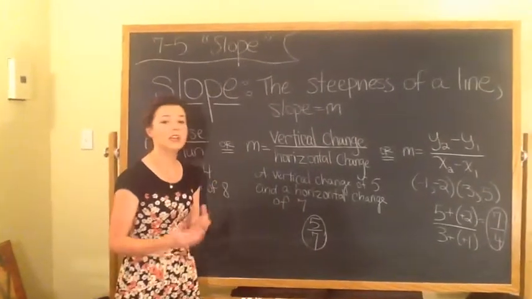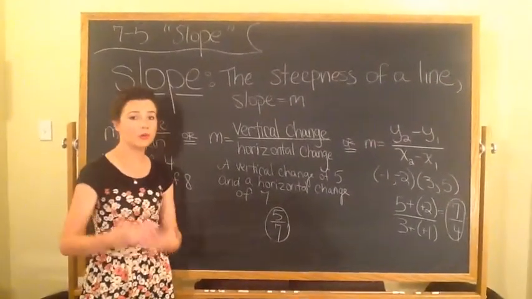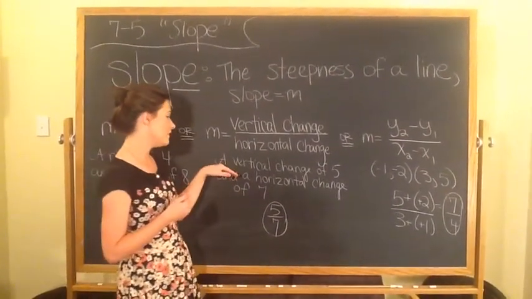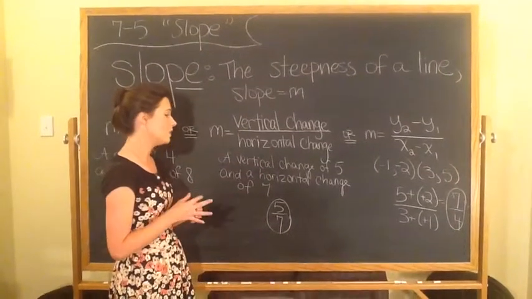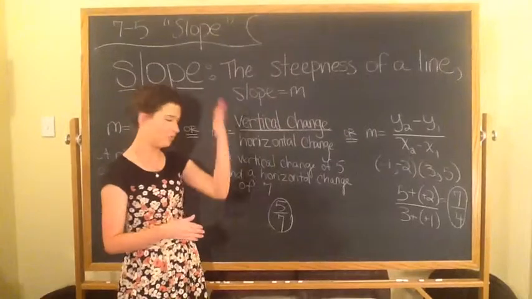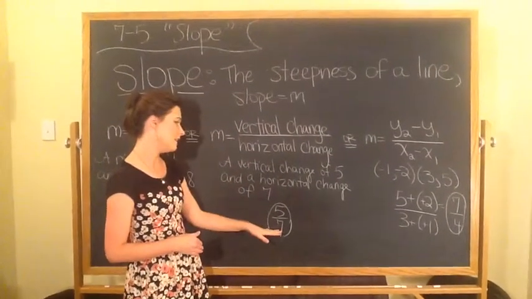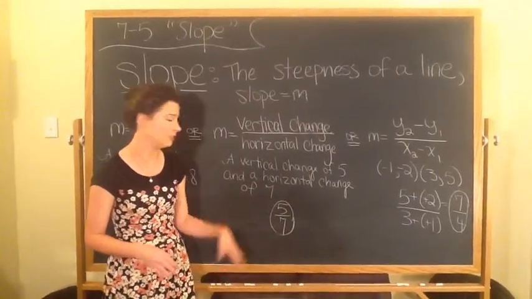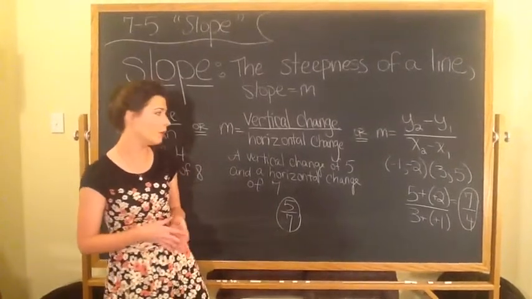Now, if we're looking for terms like vertical and horizontal change, like if it says a vertical change of 5 and a horizontal change of 7, you would have 5 in the numerator because that's the vertical change, and the 7 in the denominator because that's the horizontal change. So 5 over 7 would be our slope.